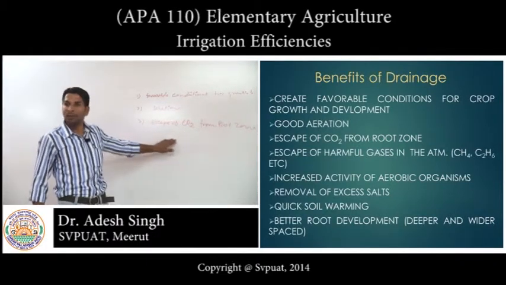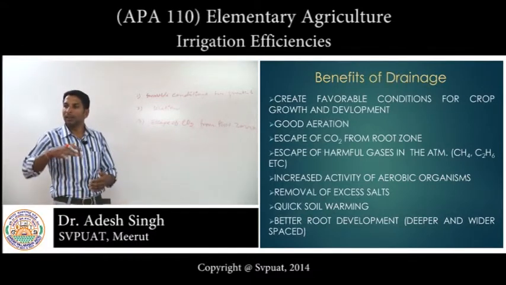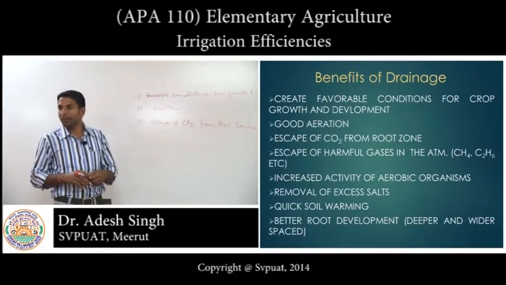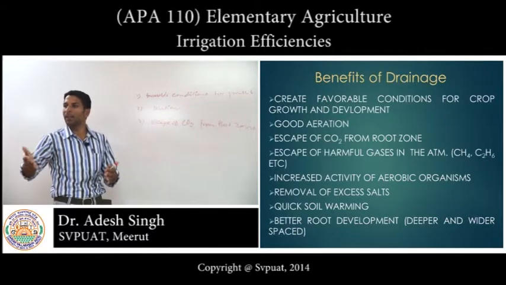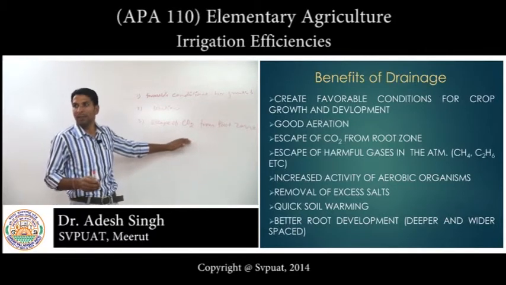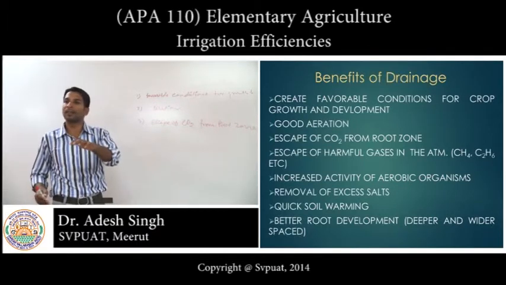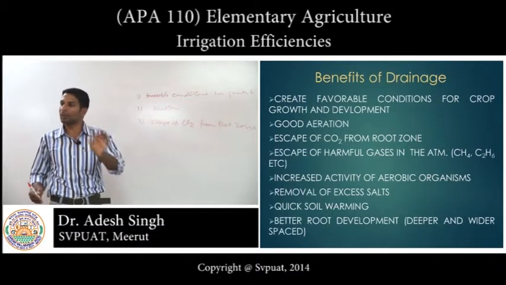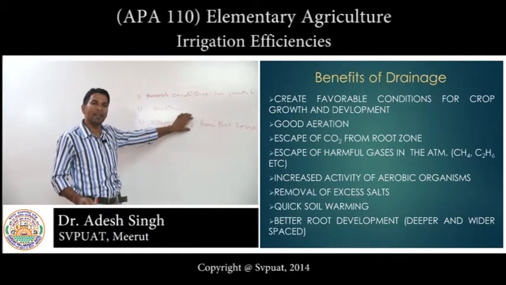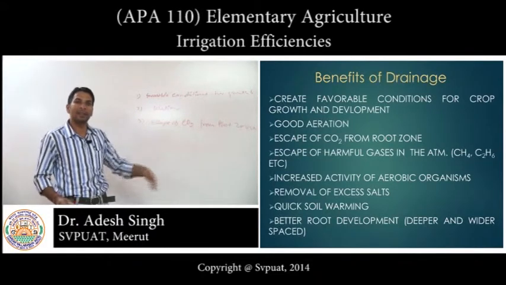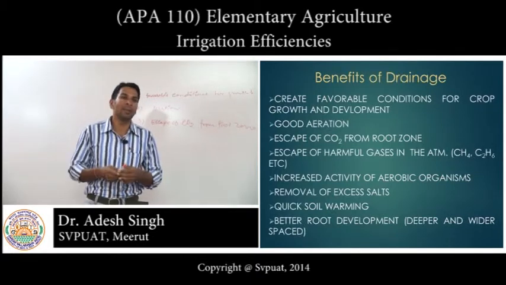Because when the root respires and aerobic microorganisms respire, they release carbon dioxide, and when there is an exchange of gases, atmospheric air can replace the carbon dioxide, which would ultimately harm the root zone soil if there is excess carbon dioxide accumulation. Clear? So if proper aeration is there, then the accumulation of carbon dioxide will not take place, and this is beneficial for the crop roots as well as the soil microorganisms.